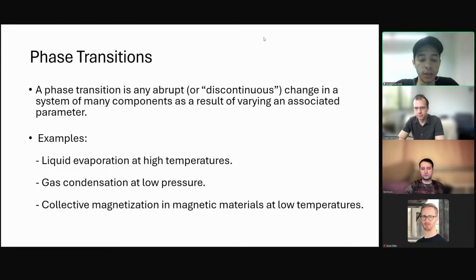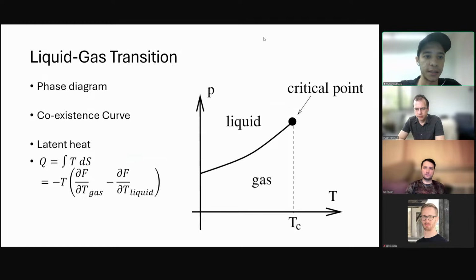And then there is another example, which is the collective magnetization in a magnetic material. If you have a magnetic material at very high temperatures, it loses its magnetic properties. But as you lower the temperature, it does have finite magnetization. Most magnetic materials are like this, and this is also called a phase transition from non-magnetic to magnetic as you lower the temperature. So I will just showcase what happens in the liquid-gas phase transition.